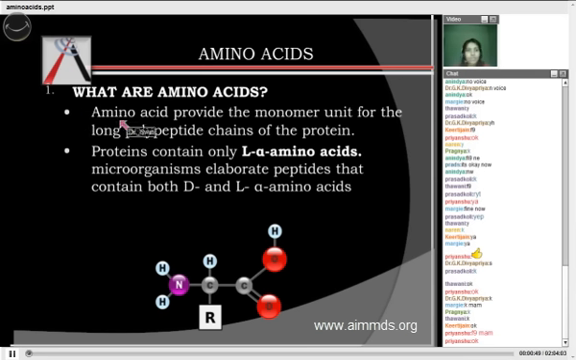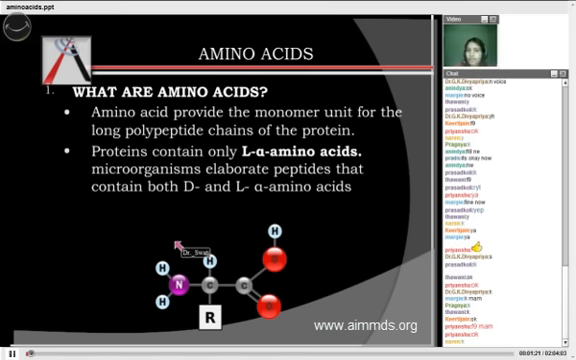So we all very well know what these amino acids are, right? They are nothing but the monomer units which we require for the formation of proteins. All our amino acids join together and form the chains of proteins. Now one very important point to notice is that proteins contain only L-alpha amino acids when we talk about animal protein. What is an L-alpha amino acid? I'll be talking about it in a while.